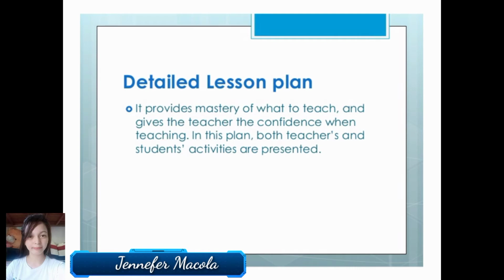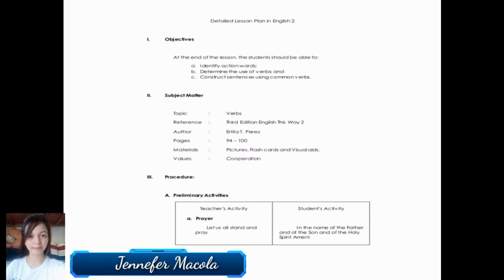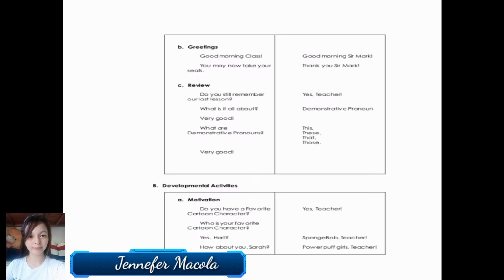This is an example of a detailed lesson plan in English 2. First, objectives. Second is subject matter, and third, procedure. Under procedure, there are preliminary activities, where teacher and student activities are presented. Under preliminary activities is prayer. After prayer, the teacher greets the students. Next is review. The teacher asks students if they still remember their last lesson.